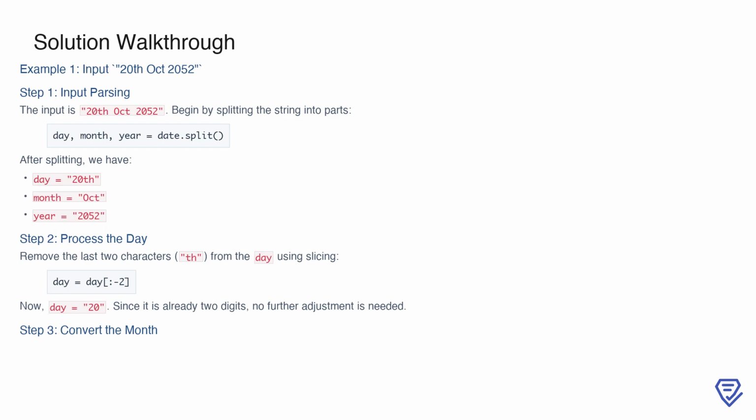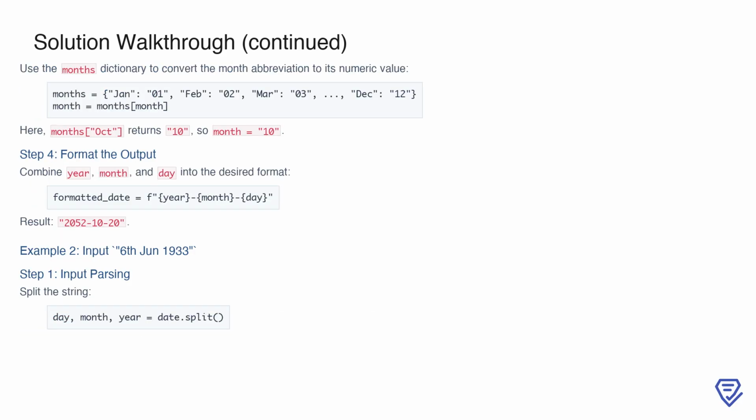Next, we need to handle the month. The month is provided as an abbreviation, Oct. To convert it into a numeric format, we use a dictionary that maps month abbreviations to their corresponding numeric values. In this dictionary, Jan maps to 01, Feb to 02, and so on, up to Dec, which maps to 12. By looking up Oct in the dictionary, we find that it corresponds to 10.